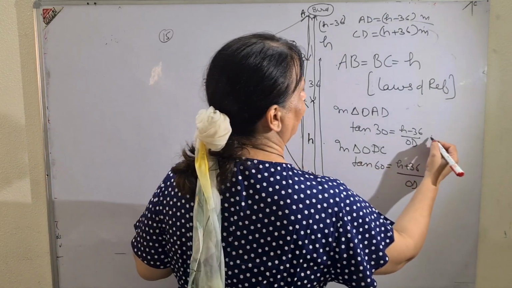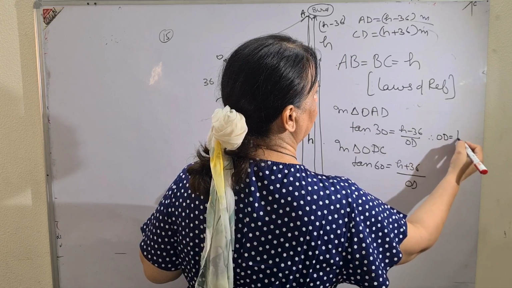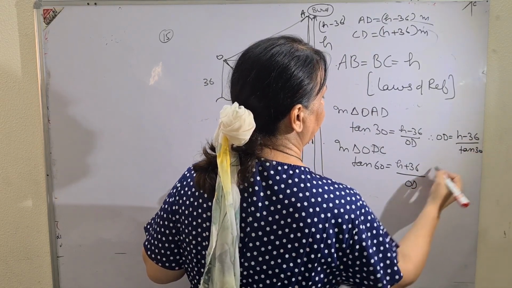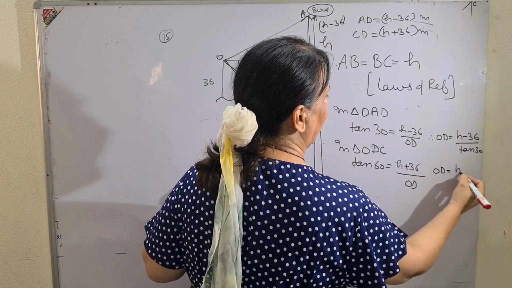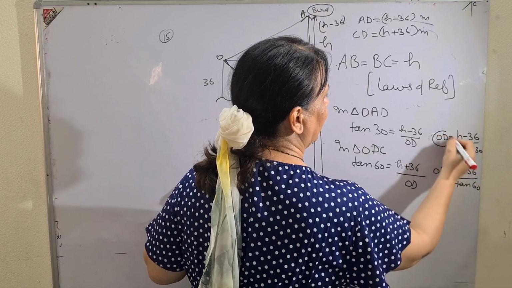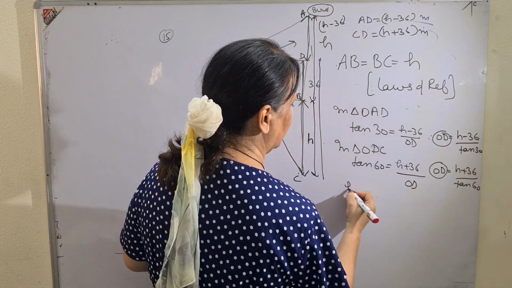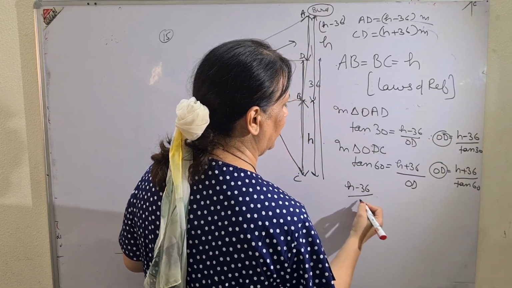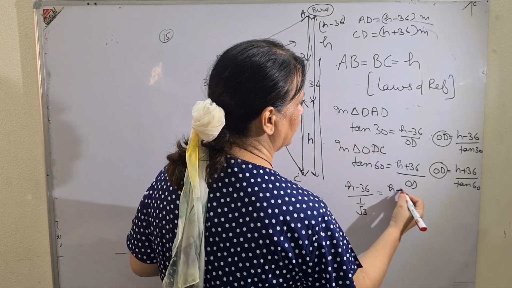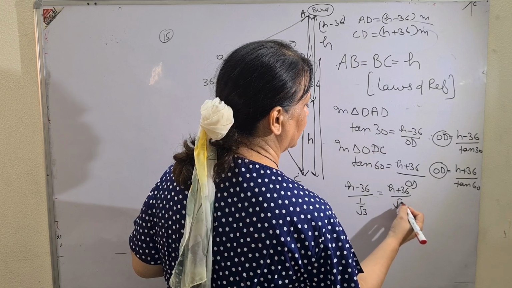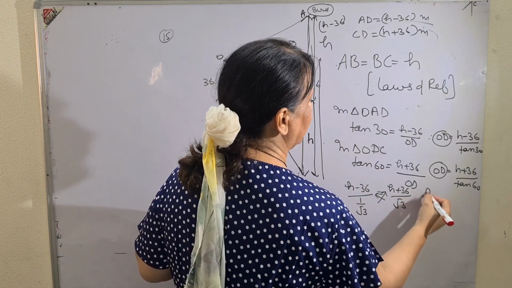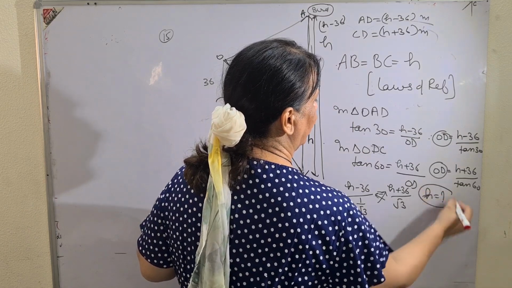Again, you find the value of OD. OD will be equal to H minus 36 upon tangent 30. And of course here OD will be equal to H plus 36 upon tangent 60. Since the left hand sides are equal, so H minus 36 upon 1 over root 3, the value of tangent 30, is equal to H plus 36 over root 3. You please solve by cross multiplying, and that H is your required answer.